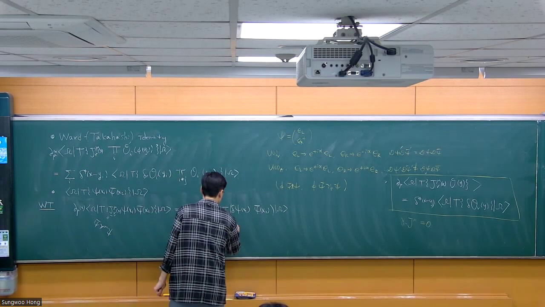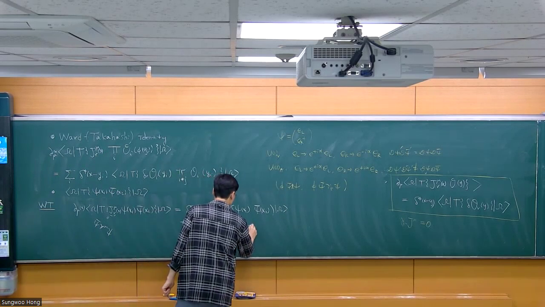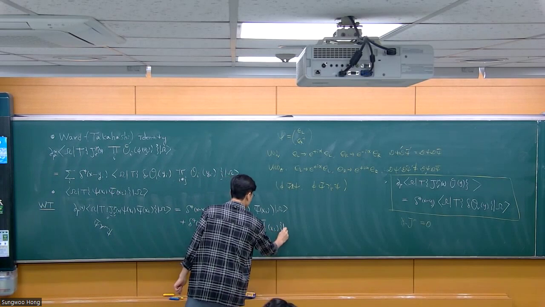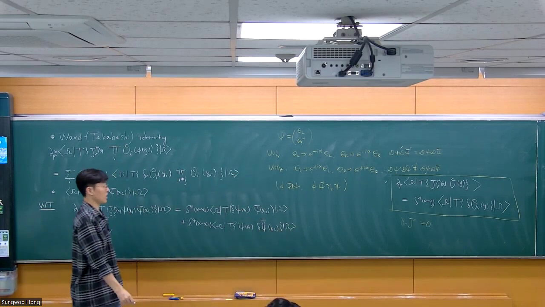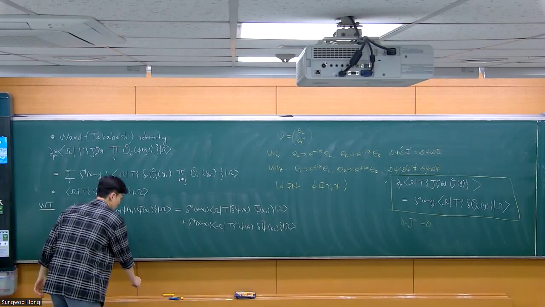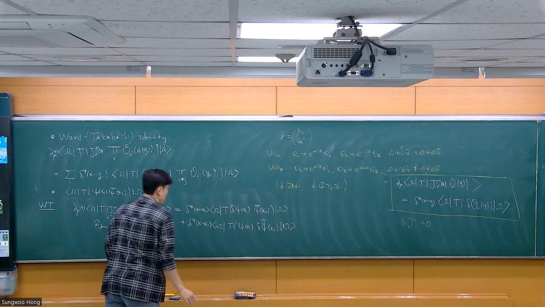In that case, I will have the variation of psi bar. This is the Ward-Takahashi identity. It's literally applied it. Now, how does the psi bar transform?